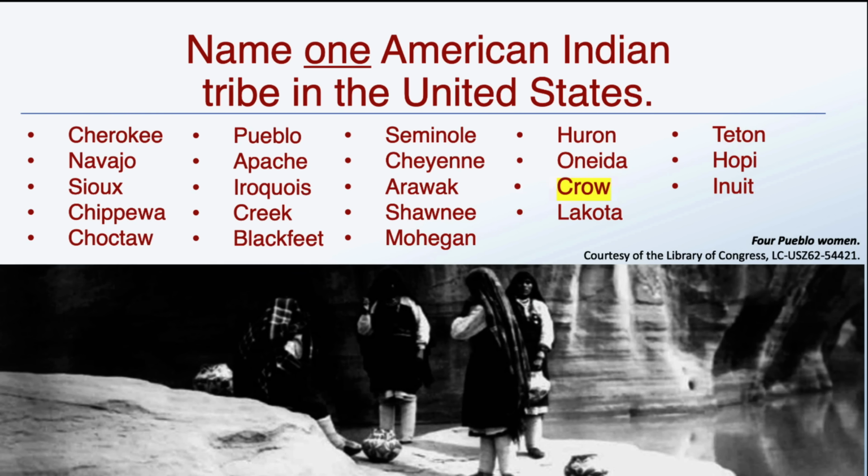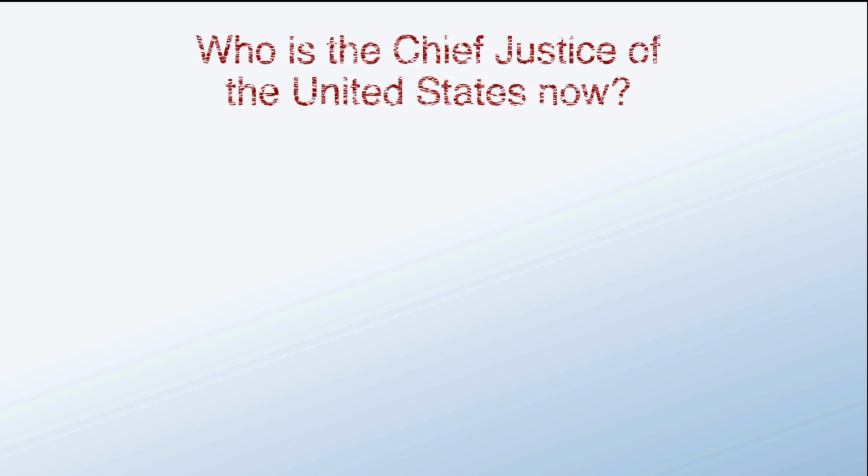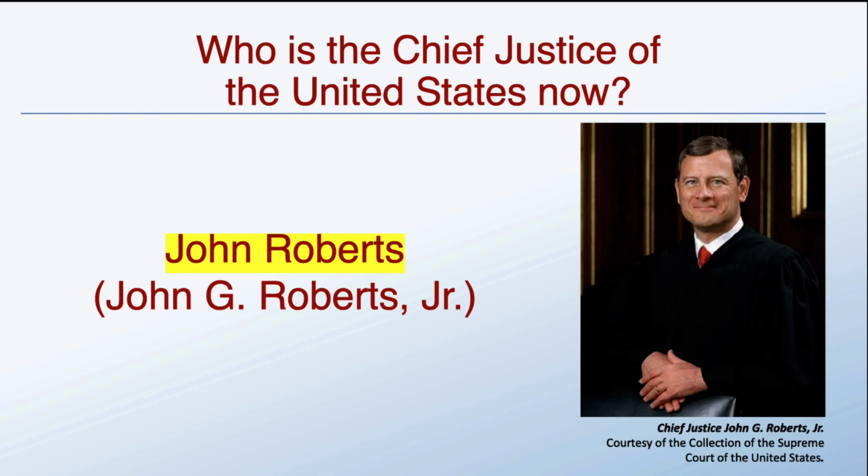Okay, here's a list. I chose Crow. Crow is the name of one American Indian tribe in the United States. Who is the Chief Justice of the United States now? John Roberts. John Roberts is the Chief Justice.